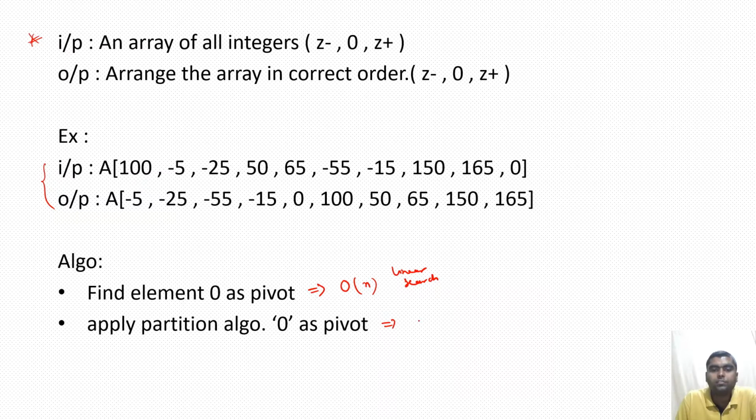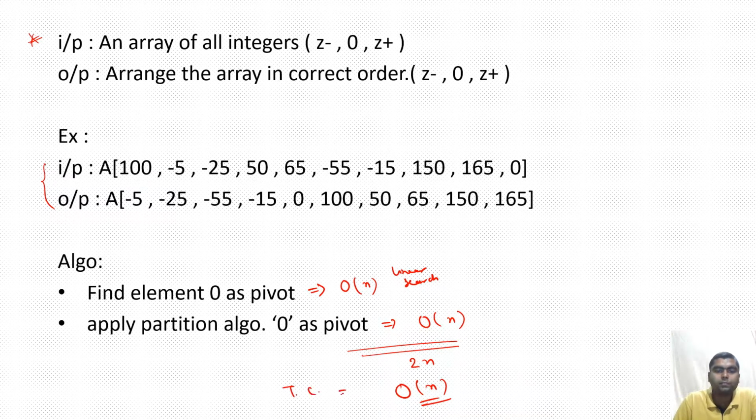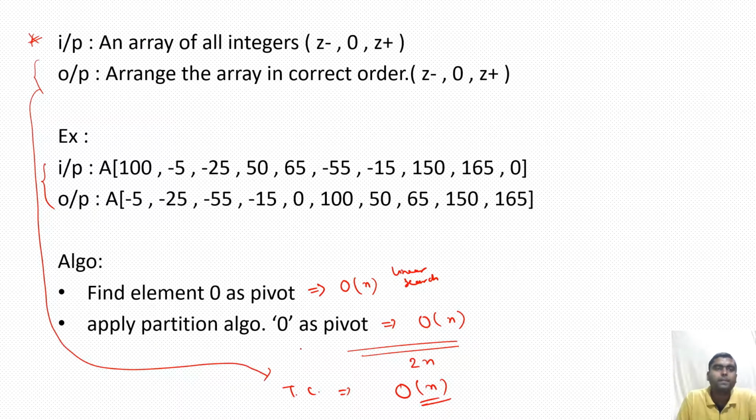So partition algorithm we know will take order of what? N time. So finally we can conclude that this particular algorithm is overall 2n, so nothing but order of n. So this is the time complexity. So in order to solve this kind of problem, this is the time complexity. Okay, so this is very interesting and useful procedure, partition algorithm.